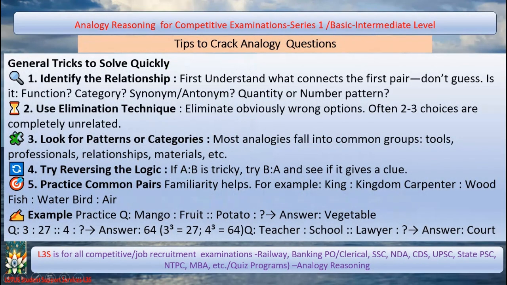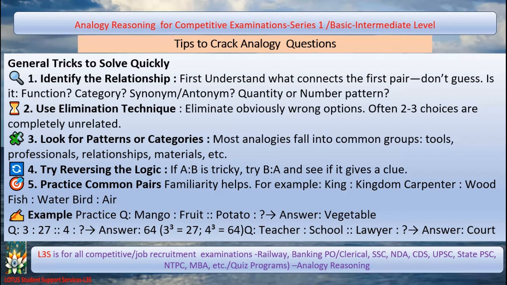Now, tips to crack analogy questions. First, we have to identify the relationship. First, understand what connects the first pair. Don't guess. Is it function, category, synonyms, antonyms, quantity, or number pattern?